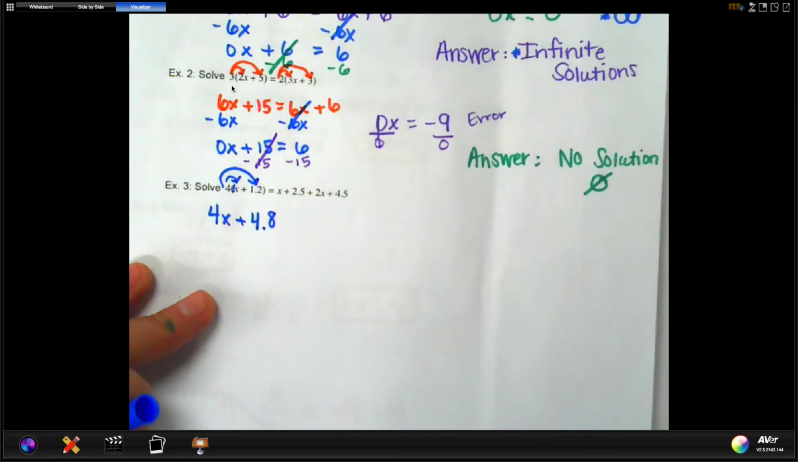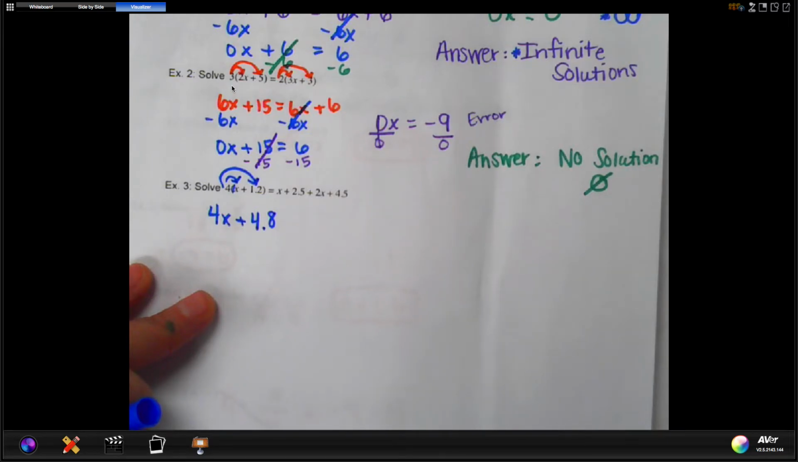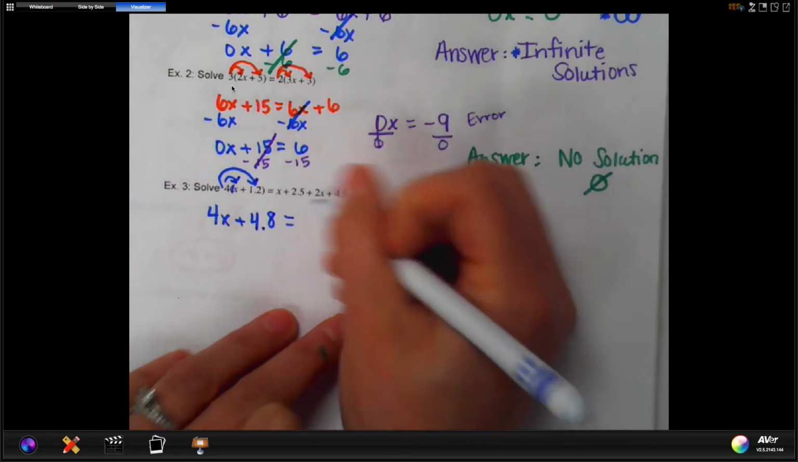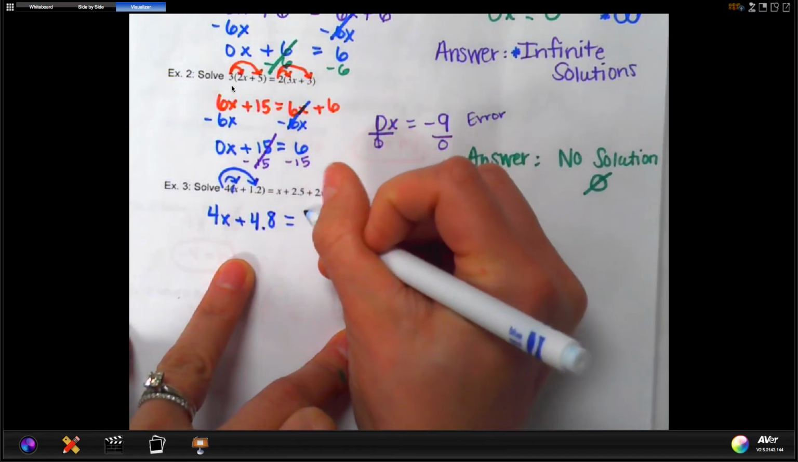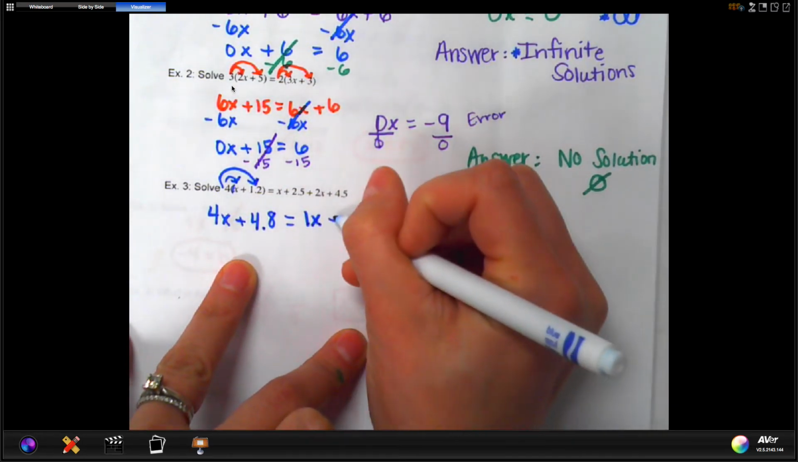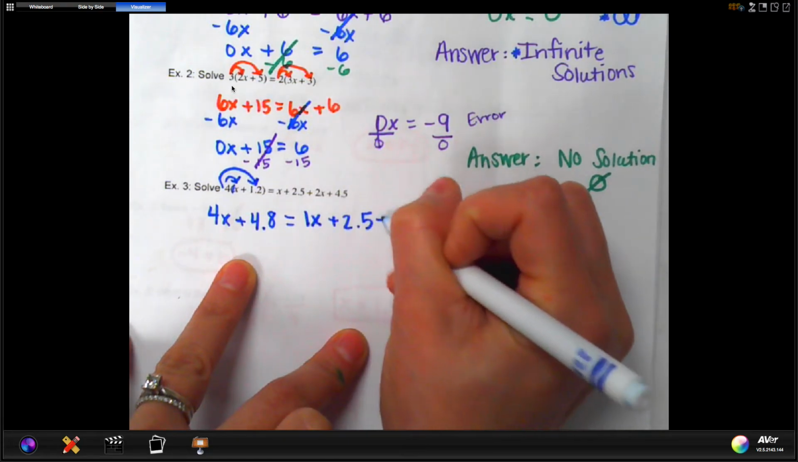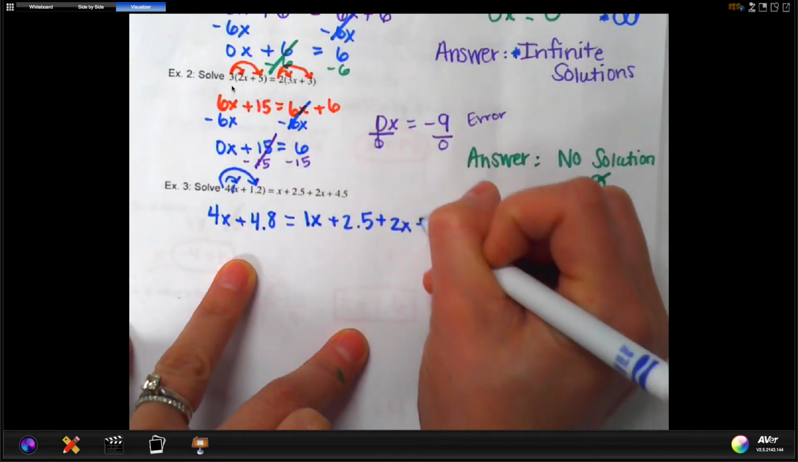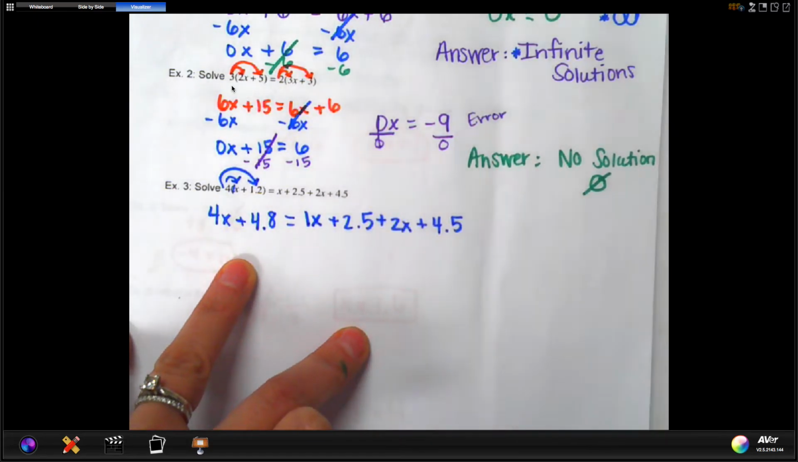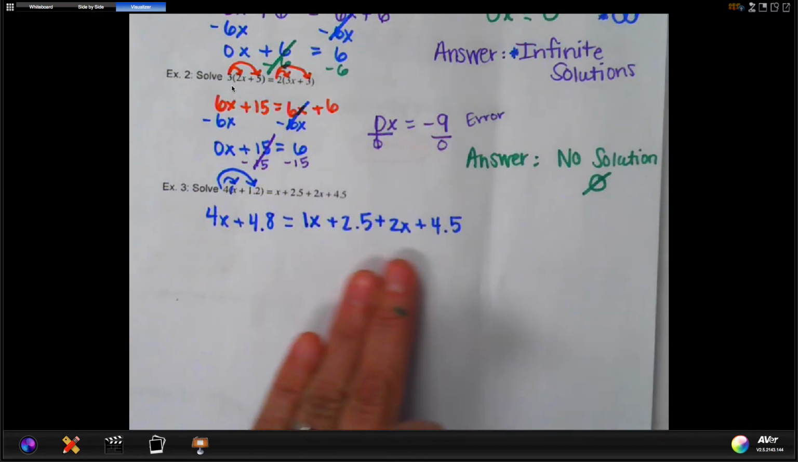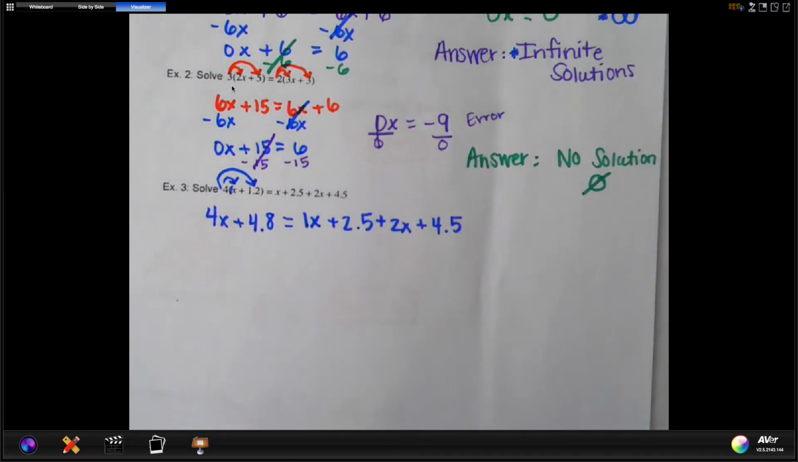Then on the other side, we have equals, and there's no parentheses over here, but let's put the 1 in front of that x, plus 2.5 plus 2x plus 4.5. Okay, clearly there is way too much going on the right side of our equation, so that is an indication we need to add like terms. Okay, so let's take a look.